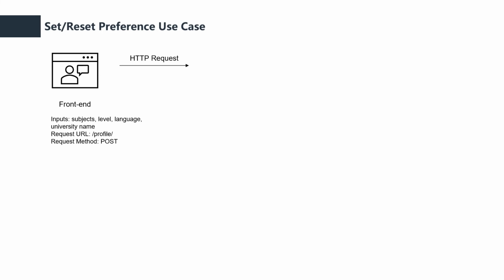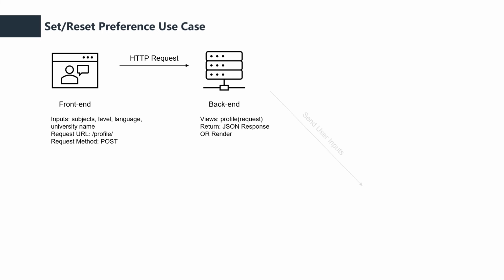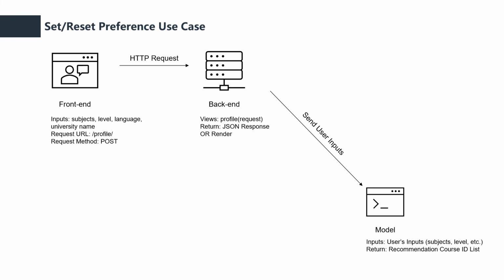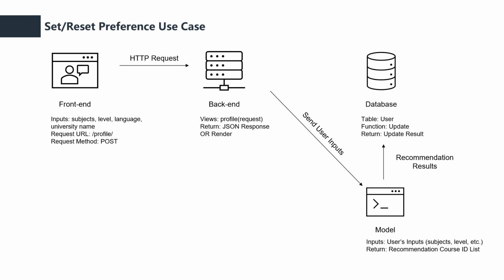When a user sets or changes a preference, the front-end sends the preference information entered by the user to the back-end as an HTTP POST request, and the corresponding function on the back-end calls our recommendation model. The recommendation model will calculate the recommendation result based on the user input, and then the back-end function will access the data of the corresponding user in the database and write the preference and recommendation result to that data.